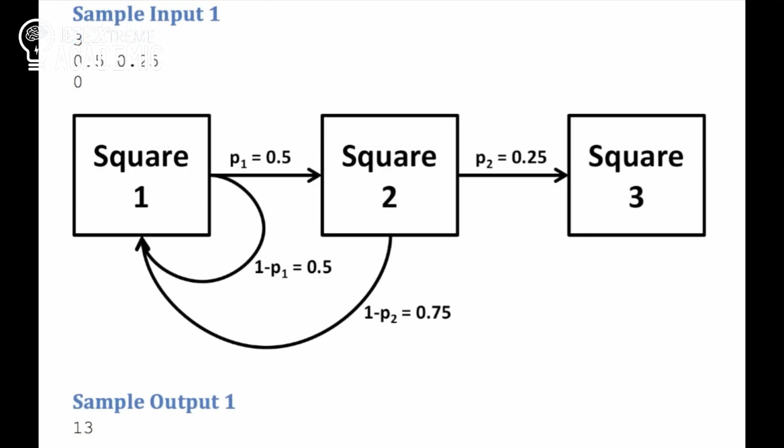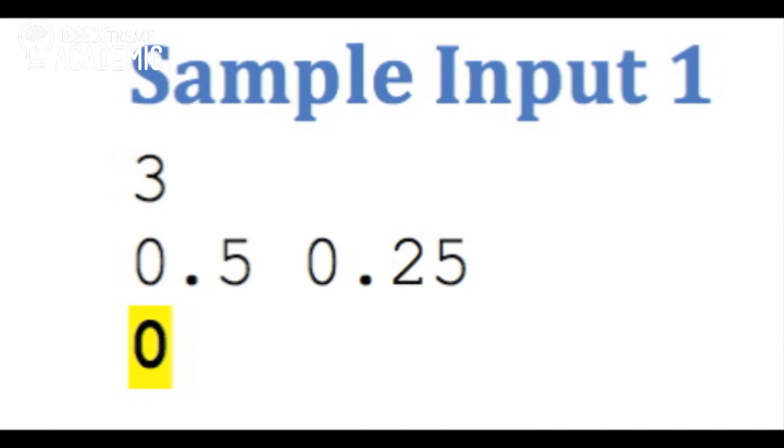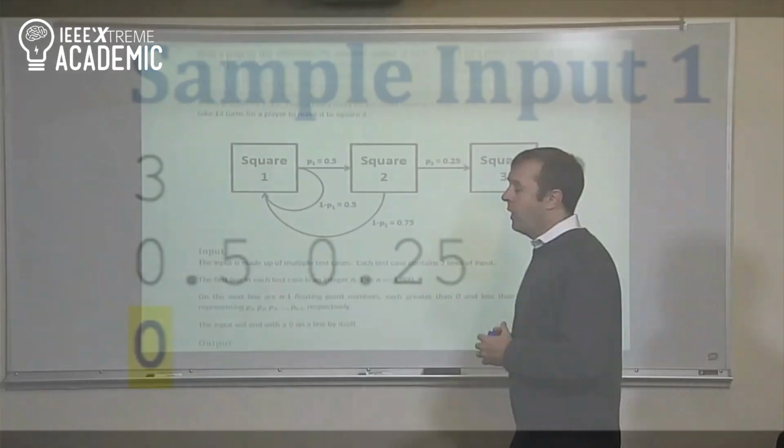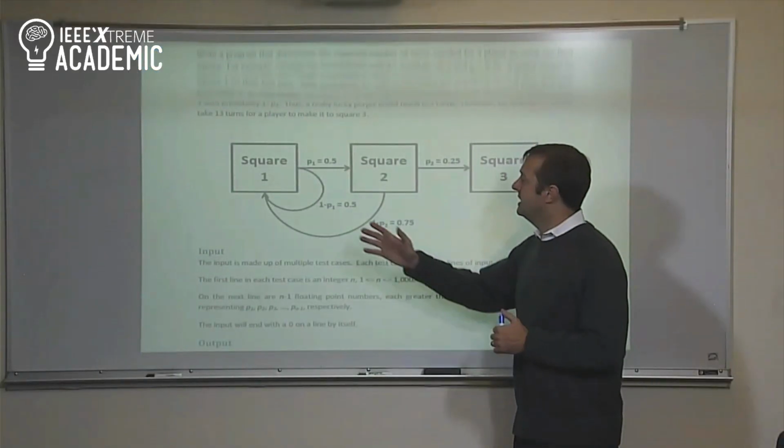For this test case, we're to output on a single line the number of expected turns needed to win. So I claim that the answer for this particular test case is 13. If we look at the next line of the input, it's a 0, meaning that this is the end of input.